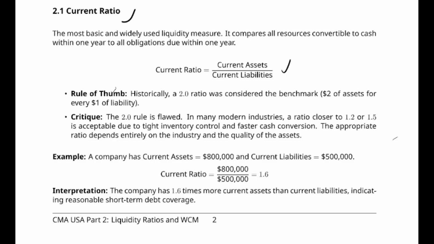So as a rule of thumb, historically a ratio of 2 is considered as a benchmark. That means $2 of assets for every $1 of liability. So let's look into this example. This company has current assets of 800,000 and current liabilities of 500,000. So the current ratio is 1.6. So what it means is that for every $1 of current liability, this company has $1.6 of current assets.